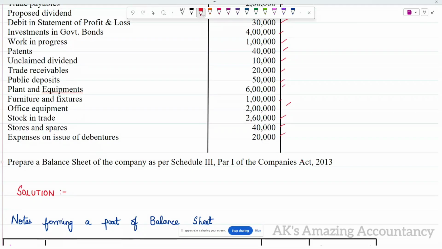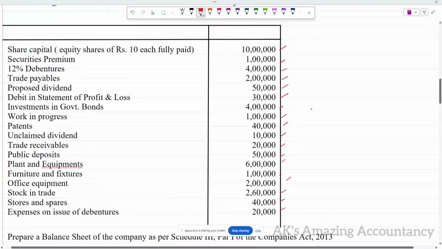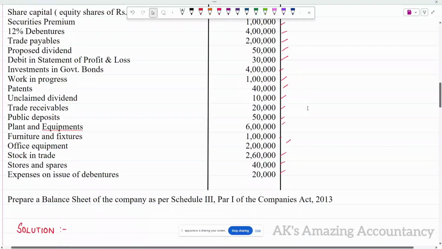So this is the problem we have. You are given a problem here, and from the information available, you are being asked to prepare the balance sheet as per the revised format, that is as per Schedule 3, Part 1 of the Companies Act 2013. According to this format, we have to prepare the balance sheet in a statement form consisting of a number of notes to accounts. So let us proceed with the solution for this problem now.